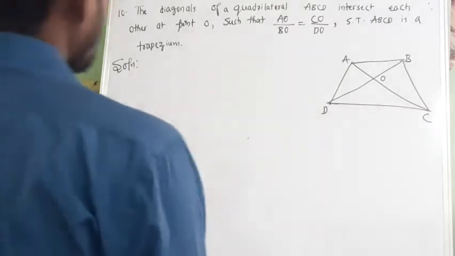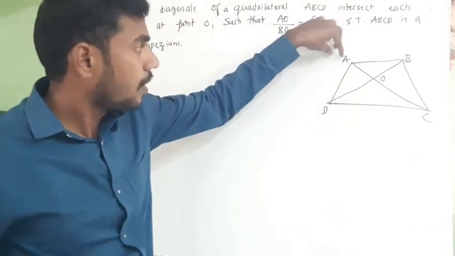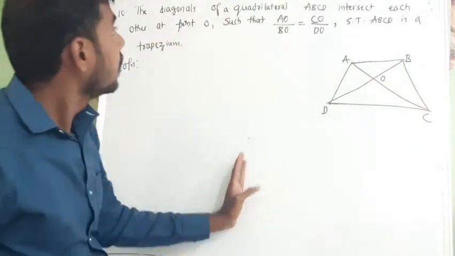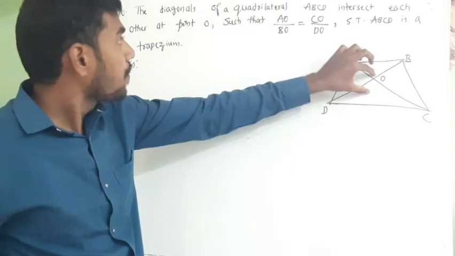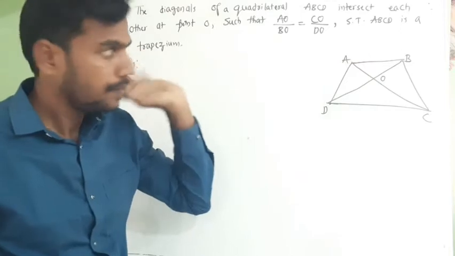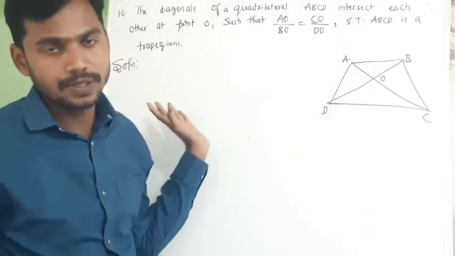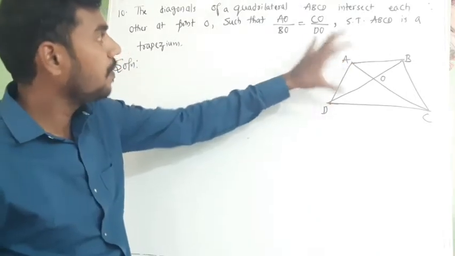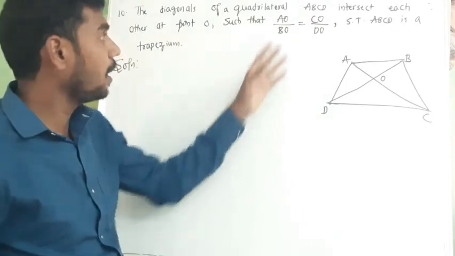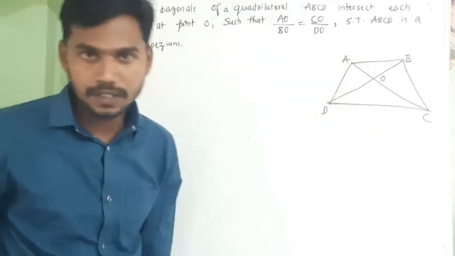Tenth question: the diagonals of a quadrilateral ABCD intersect each other at point O. Diagonals AC and BD are the diagonals of quadrilateral ABCD, intersecting each other at point O such that AO by BO is equal to CO by DO. Show that ABCD is a trapezium. This is exactly opposite to the previous question. Earlier they had given that this is a trapezium, and we were supposed to show AO by BO is equal to CO by DO. Now what they are stating is AO by BO is equal to CO by DO, and I need to prove this as a trapezium.